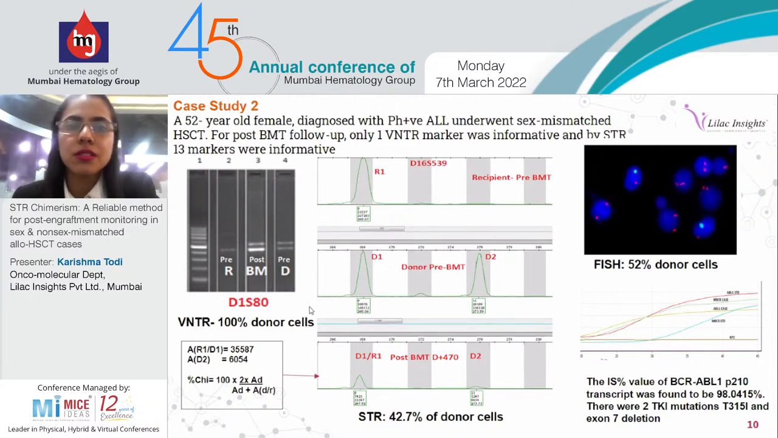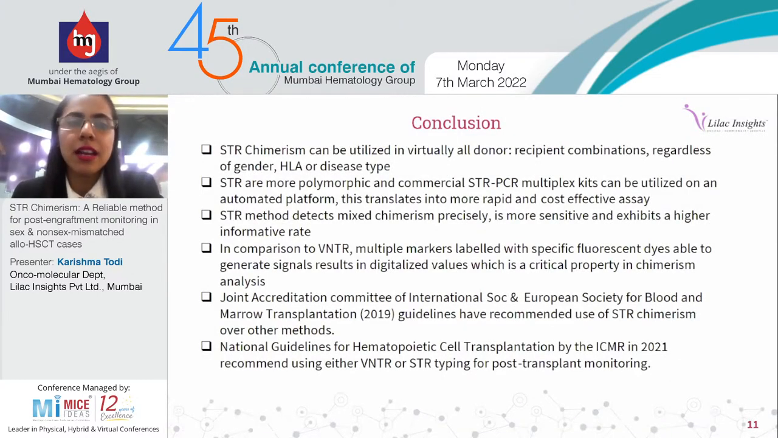So taking all these into consideration, I will conclude for today that STR chimerism is definitely utilized in all donor and recipient combinations, regardless of gender, HLA or any disease type. They are highly polymorphic, highly sensitive, and exhibit high informative rates. In comparison to VNTR, these use fluorescently tagged primers and we get digitalized values. Now, the national guidelines for hematopoietic stem cell transplantation by ICMR say to use either VNTR or STR, but the Joint Accreditation Committee of the International Society and European Society have recommended using STR chimerism over the other methods.